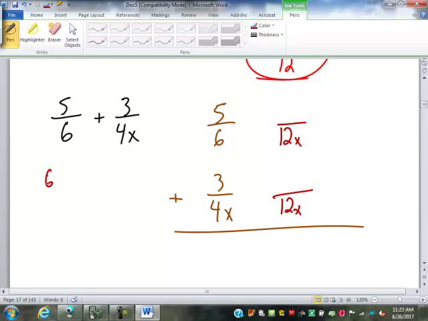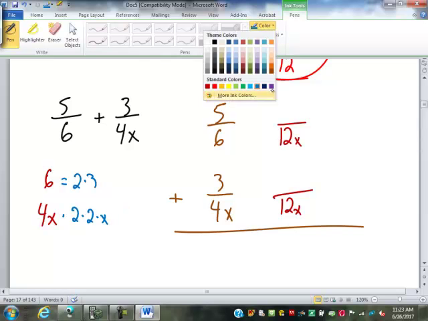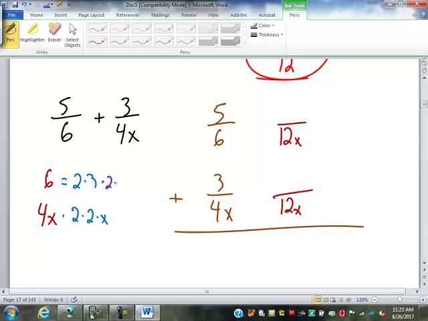So remember, I have 6 and I have 4x. I could factor those. 6 is 2 times 3. 4x is 2 times 2 times x. The top one needs an extra 2 and an x. The bottom one just needs a 3. So that both multiply out to be 12x.